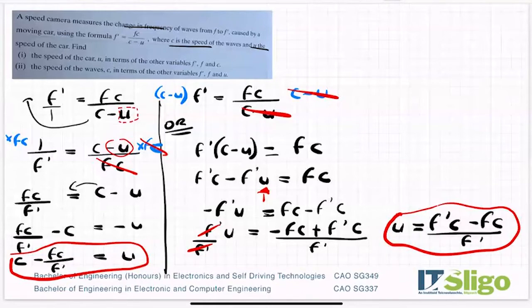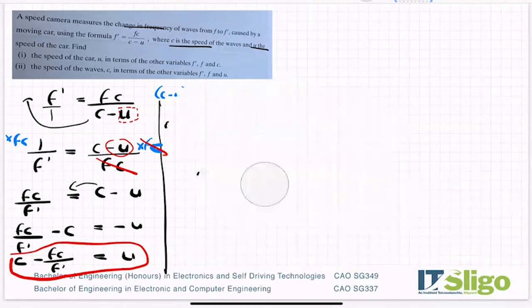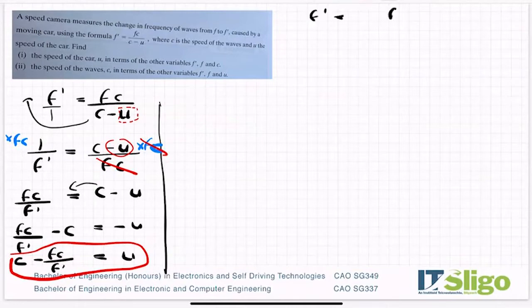Okay. The speed of the wave C in terms of the other variables. Just for space, I'm going to rub out the way on the right, but it's in the recording. So if that's your preferred method, that's fine because it's there already. Okay, let's have a look at it. So we want the speed of the wave C in terms of the other variables F dash. So let's start again. So F dash is equal to FC over C minus U.